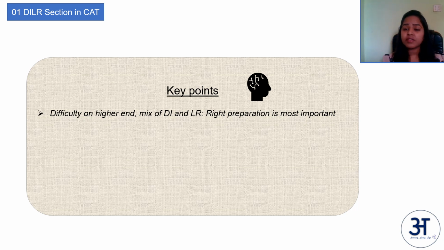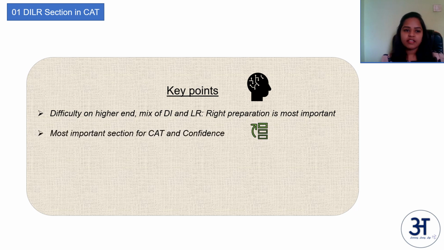So the right preparation is very important for this section because we see many people preparing random DI sets or might be preparing material for other exams. So it is very important for you to understand the CAT level of difficulty of DILR and then prepare the right sets, right? And it is the most important section for CAT as well as for confidence. Why? Because this DILR section can make or break your entire CAT percentile.